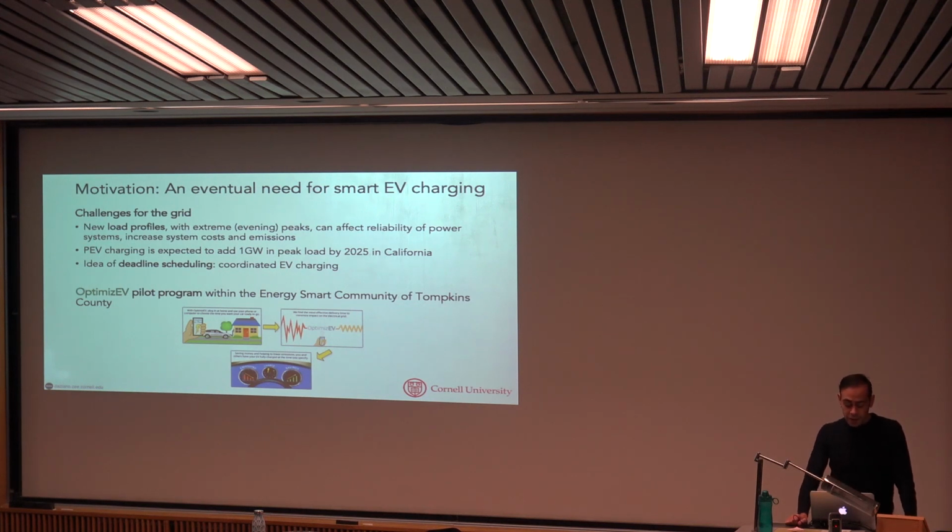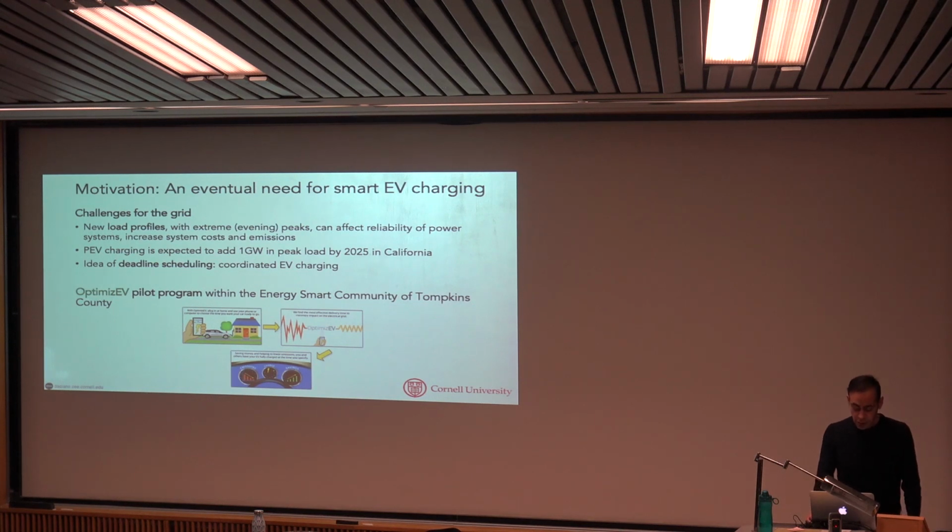And then anticipating this idea that maybe it's not a problem now when 0.5% of cars are electric, but if that starts to increase, then it will become a problem. So given that, we can think of the idea of deadline scheduling, where it would be optimal to maybe create a delay on when the car is being charged.